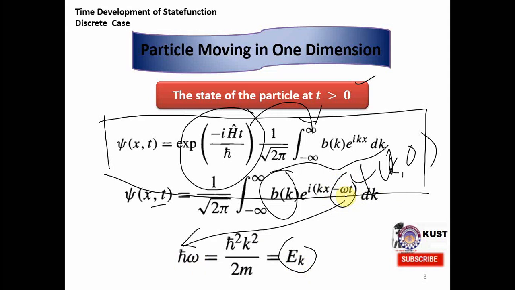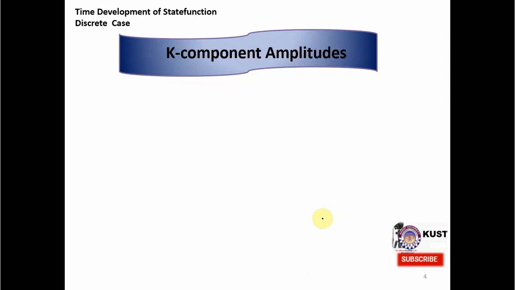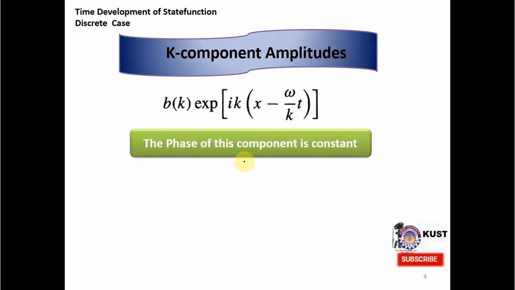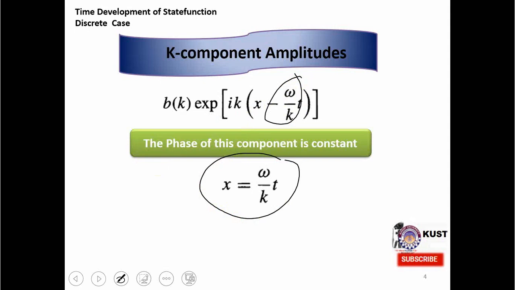And since this is the continuous case, you see that kx and minus omega t both are appearing here, and this bk are the probabilities. So there are now many components and many amplitudes corresponding to them. So this bk e raised to the power iota kx minus omega t will give us the amplitudes, and we see that the phase of this component is constant. So this is the phase over here.